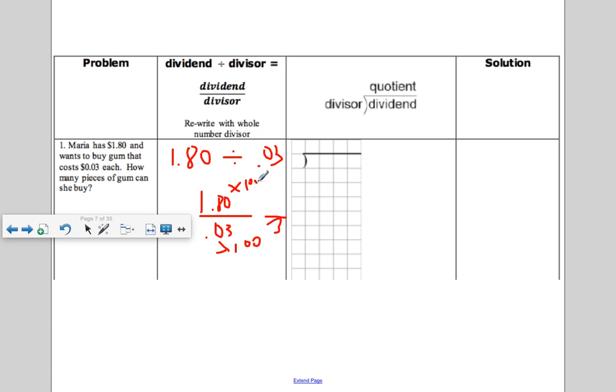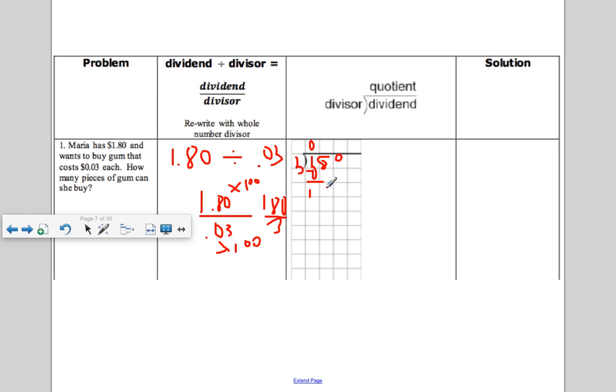So I get 180. Some kids, eventually, as they keep doing this over and over, say, can I just move this decimal 2 over and move this decimal 2 over and get 180 over 3? I guess. But mathematically, why are we doing that? Because we're multiplying by 100. So we have 180, and we're breaking it into 3 groups. How many 3's go in 1? 0 times.